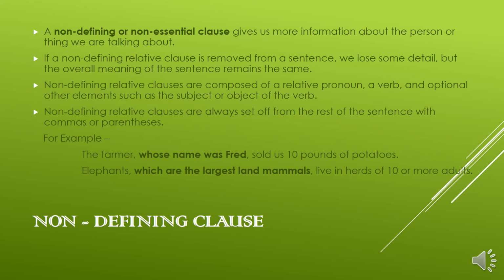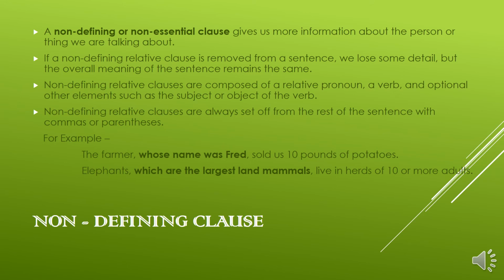A non-defining or non-essential clause gives us more information about the person or thing we're talking about. Now, if a non-defining relative clause is removed from a sentence, we lose some detail, but the overall meaning of the sentence remains the same. Non-defining relative clauses are composed of a relative pronoun, a verb, and optional other elements such as the subject or object of the verb.